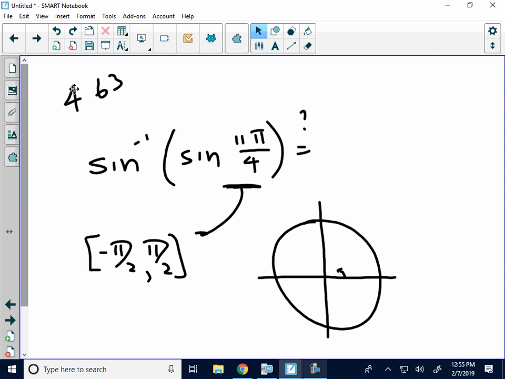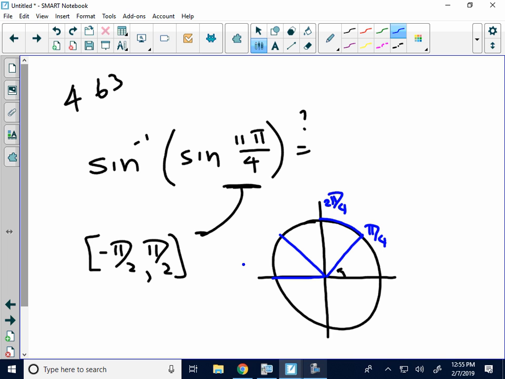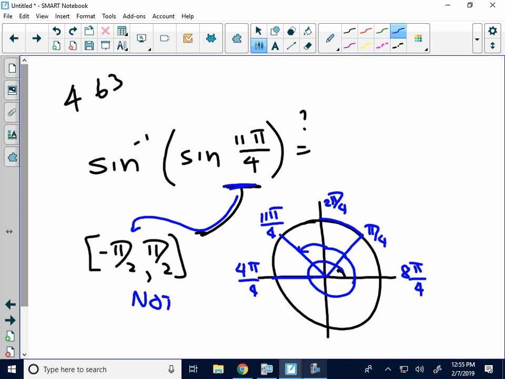Wow, that's a long ways. This is 1 pi over 4. This is 2 pi's over 4, right? 3 pi's, this is 4 pi's over 4. If I keep going around, this would be 8 pi's over 4, right? 2 pi. I'm going to keep going. There's 9 pi over 4, 10 pi over 4, 11 pi over 4 is going to end up in the second quadrant. So first of all, is 11 pi over 4 between negative pi over 2 and positive pi over 2? The answer is no, not in the domain.